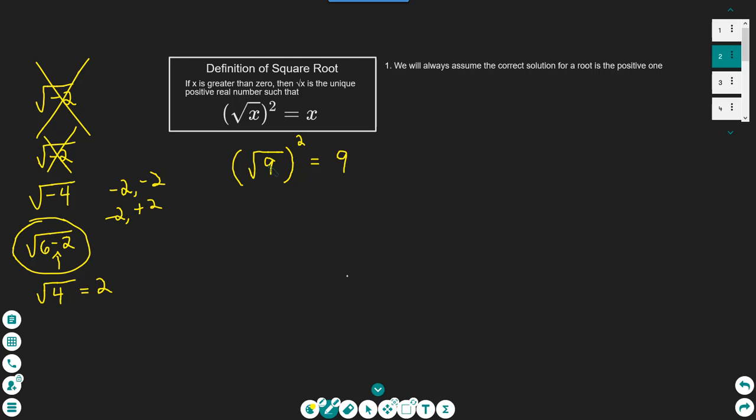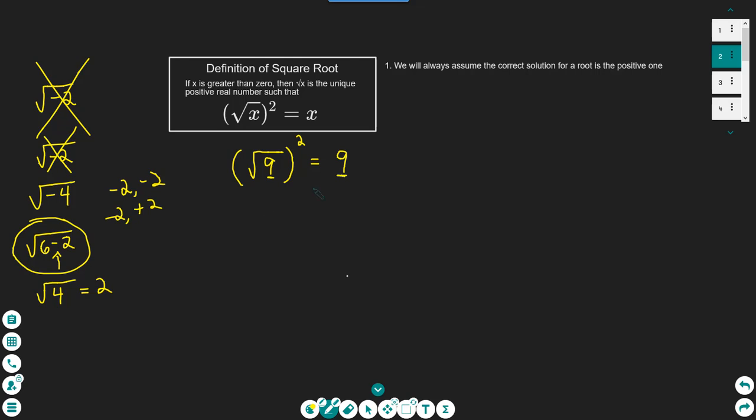Because this 9, we're taking the square root of it, and the square root of 9 is 3. And then we're taking that 3 and we're squaring it. So 3 times 3 is 9. So our solution here is 9. So again, we're doing an undoing process here. We start with a 9, we square root it, and then we undo that square root by squaring it to get us back to the original number.